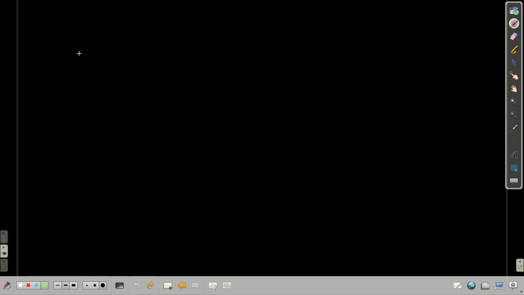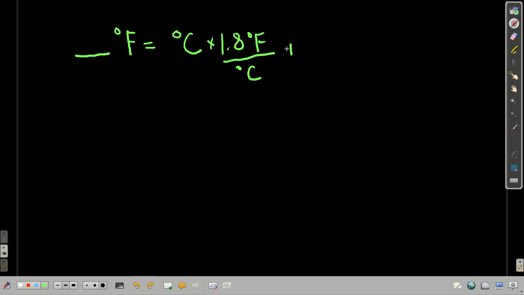So we want to find degrees Fahrenheit. It's whatever the temperature is in degrees Celsius times 1.8 degrees Fahrenheit for every degree Celsius. But, notice, let's put a sample in. We know that water freezes at 0 degrees Celsius and 32 degrees Fahrenheit. If we put a 0 here, we just get 0. That's not right. Remember, we have to shift it, so we have to add 32 degrees Fahrenheit to that.